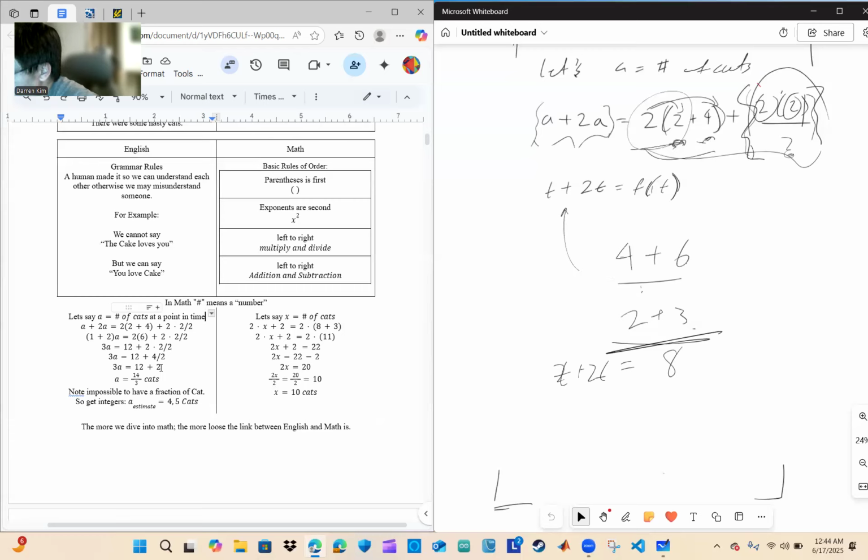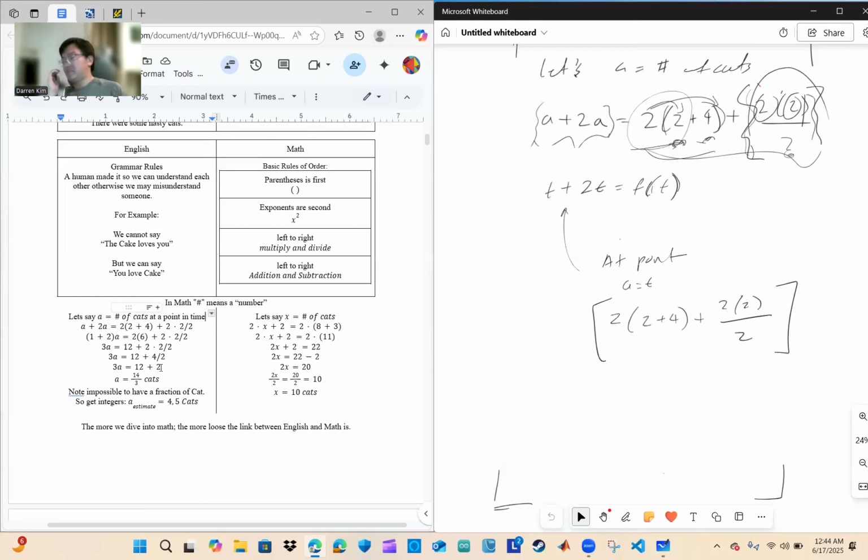Actually no, I said this is another kid, right? So you can't say that. So instead, maybe at point A equals T, this is what we found. But then how do I reverse engineer any equation out of this? You can't. That's what I'm thinking here.